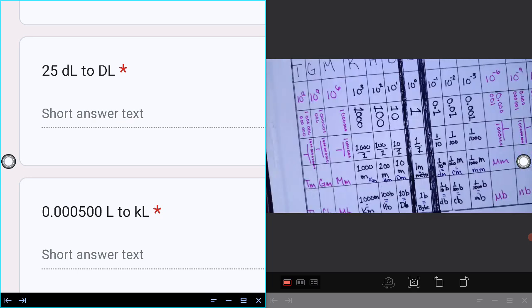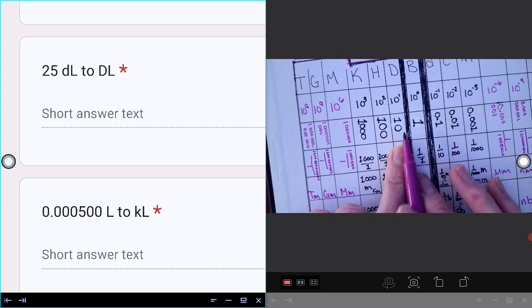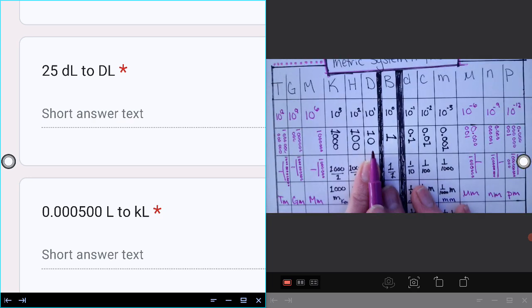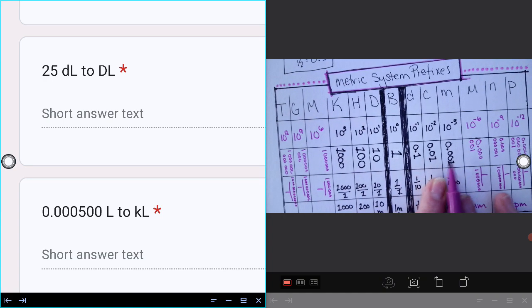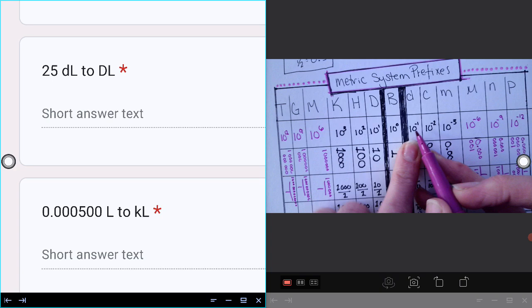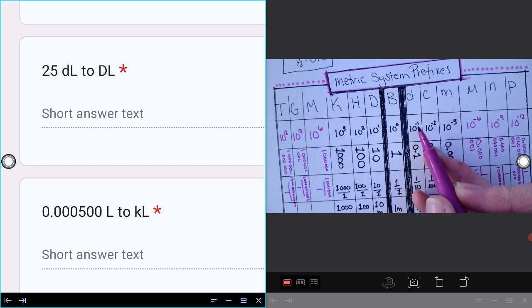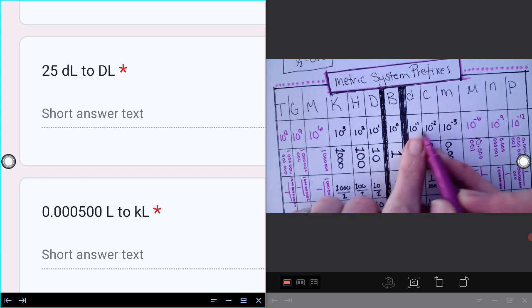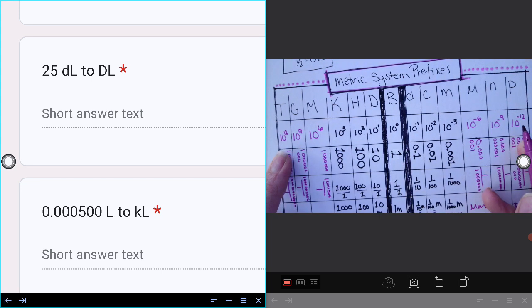The final answer should be yes. Okay, so we're in deciliters. So it's a tenth of a liter. So your thing will say 10 to the negative 1. So what that means is 1 deciliter is equal to 10 to the negative 1 liters. These are all the fraction of a liter that it is.